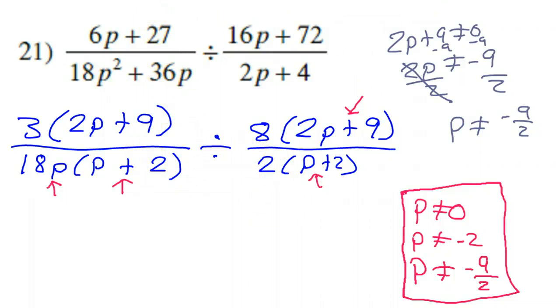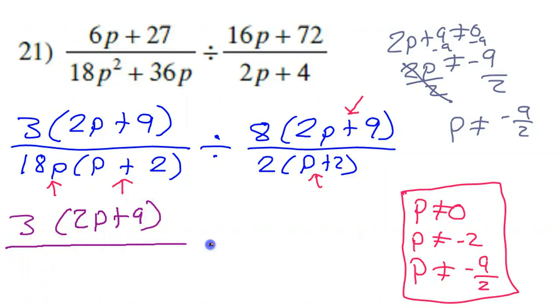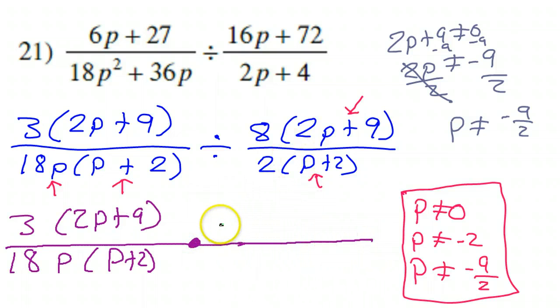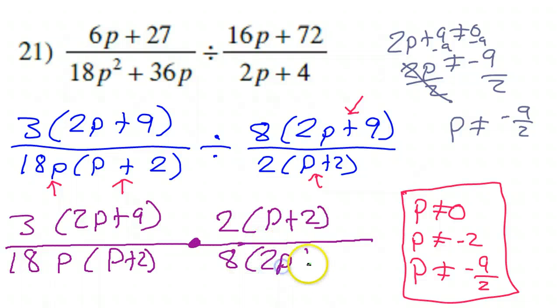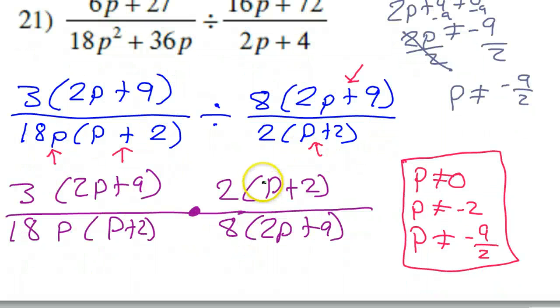Now I'm going to multiply by the reciprocal. So I have 3 times 2p plus 9 over 18p times p plus 2. Now I'm going to do times the reciprocal. So I will have 2p plus 2 over 8 times 2p plus 9. I'm multiplying by the reciprocal.